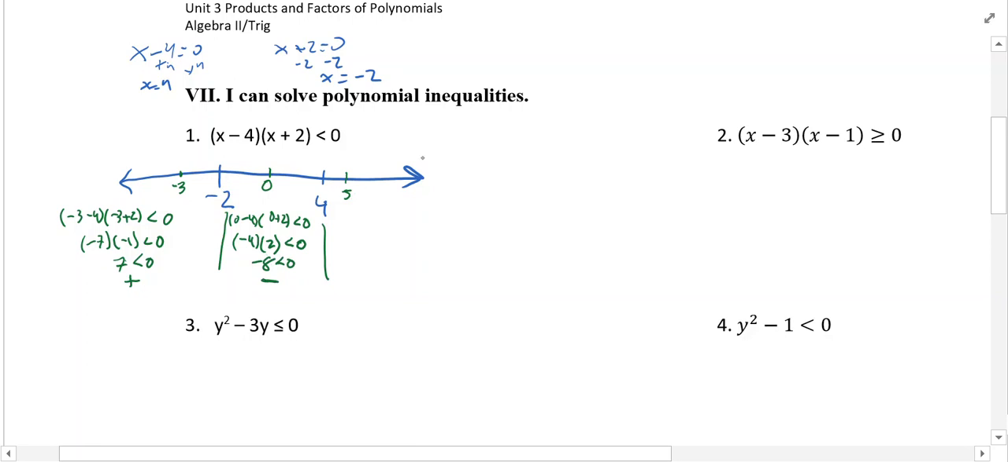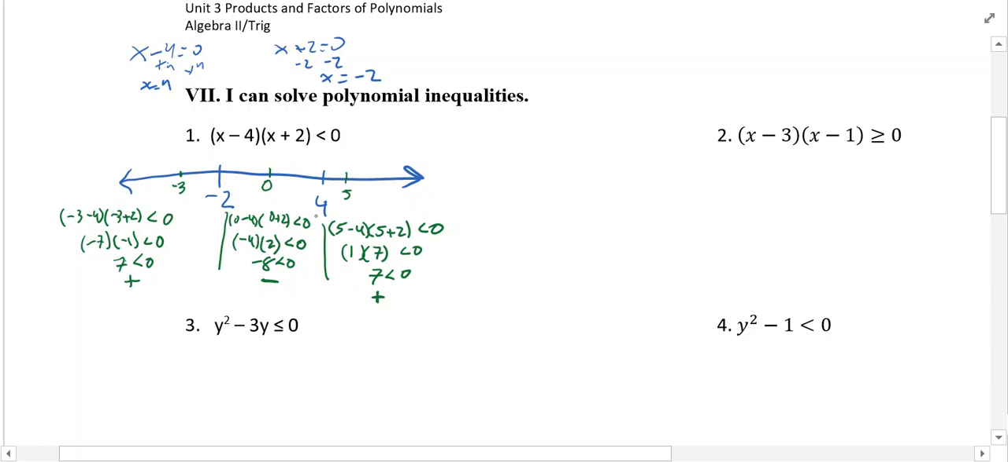Then let's test to the right. We say 5 minus 4 and 5 plus 2 is less than 0. 5 minus 4 gives us 1, and 5 plus 2 gives us 7. So we have 7 is less than 0, which again means anything in this range is going to be a positive number. But we said at the beginning that we need only negative numbers, which are less than 0. So the only one that makes the statement true is this middle area.